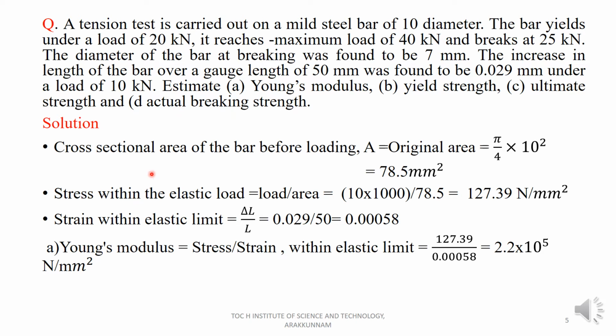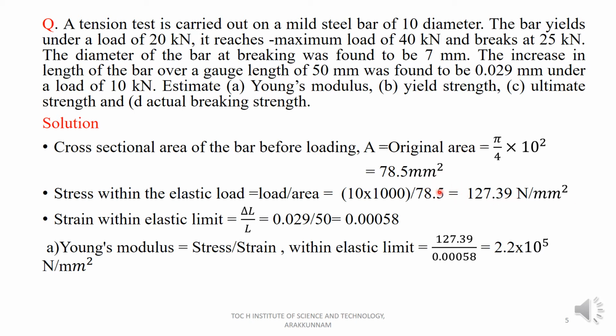Okay, so the cross sectional area of the bar before loading is equal to the original area of cross section, that's equal to pi by 4 into 10 square, which is equal to 78.5 mm square. Now the stress within the elastic limit is equal to load divided by area. So that's equal to load, which is 10 kilonewton. So that's 10 into 1000 divided by 78.5, that's equal to 127.39 Newton per mm square.